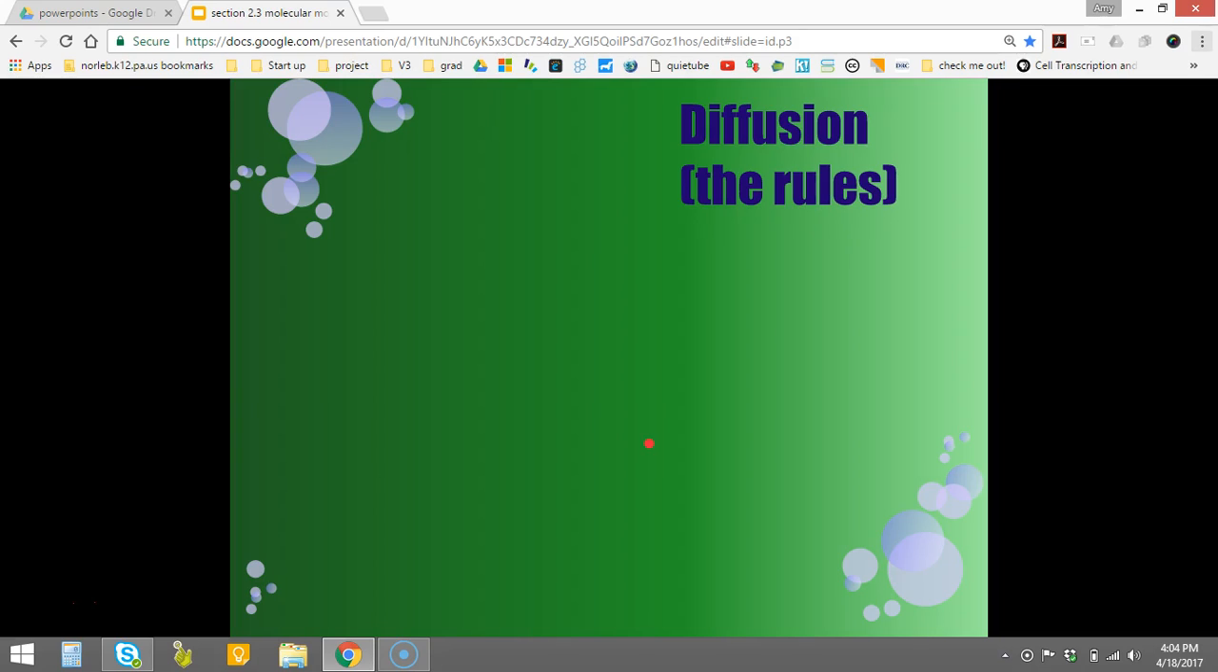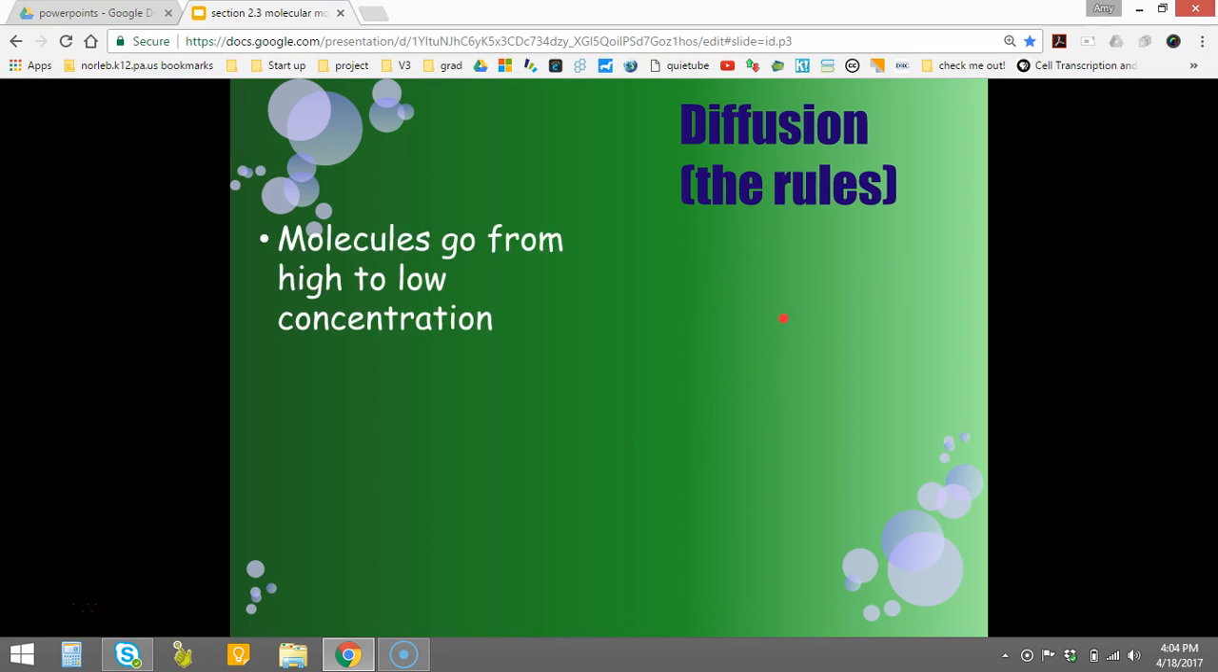Find your graphic organizer. Either side is fine, and make sure you understand these rules. The first rule for diffusion states that molecules go from high to low concentration. If you have not done so yet, draw a slide next to this rule and show your arrow going down the slide. The next rule is that there's no energy required for this process. There's no energy required because if you go down a slide, it doesn't require any energy on your part. Gravity does the work for you.